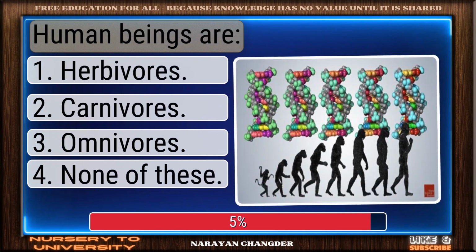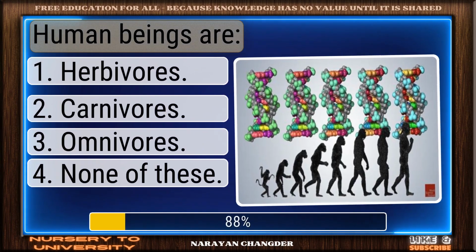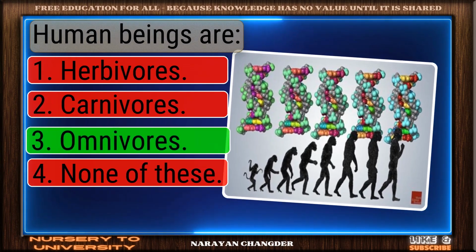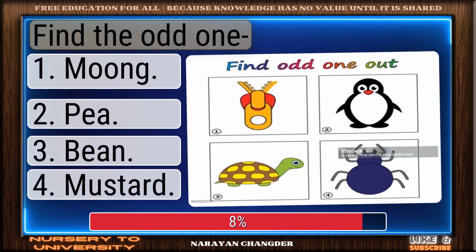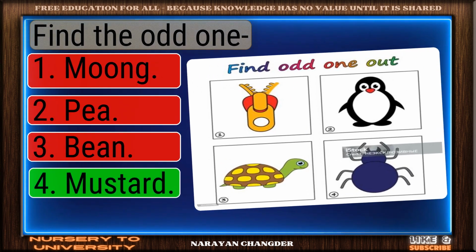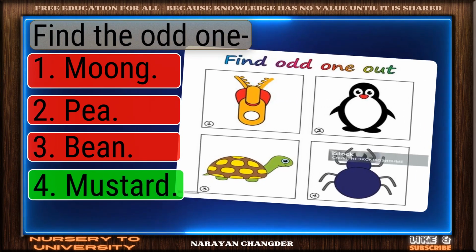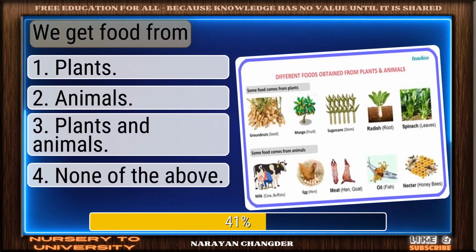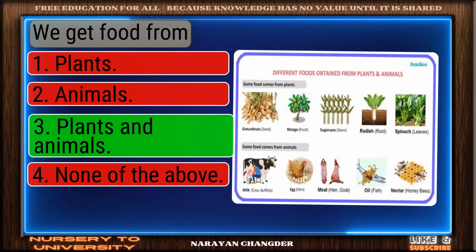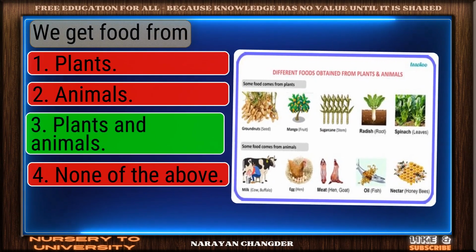Human beings are. Bravo. Omnivores is the answer. Find the odd one. Right choice. Mustard is the best answer. We get food from. Well picked. Plants and animals is the correct answer.